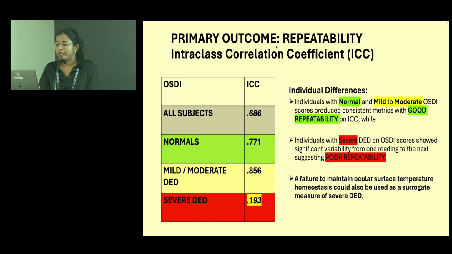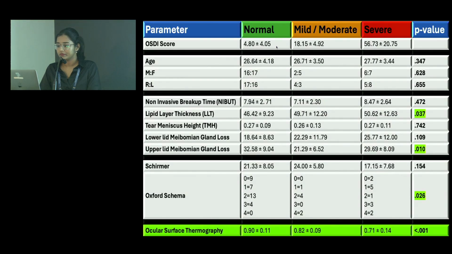Individuals with normal and mild to moderate OSDA scores produced consistent metrics with good repeatability on intra-class correlation coefficient, while those with severe dry eye disease on OSDA showed poor repeatability. A failure to maintain ocular surface temperature homeostasis could also be used as a surrogate measure of severe dry eye disease. The demographic differences were statistically not significant.